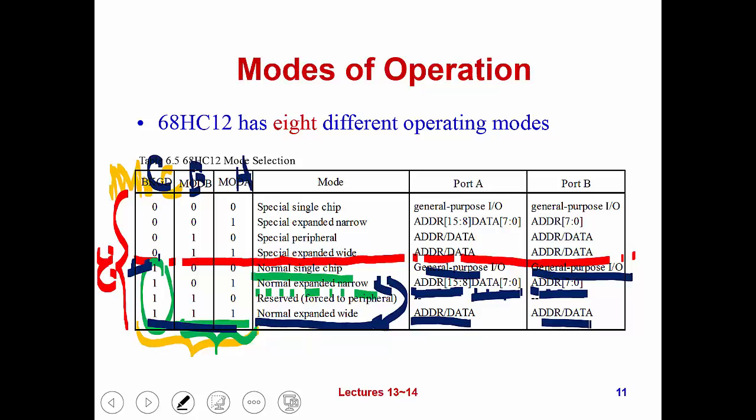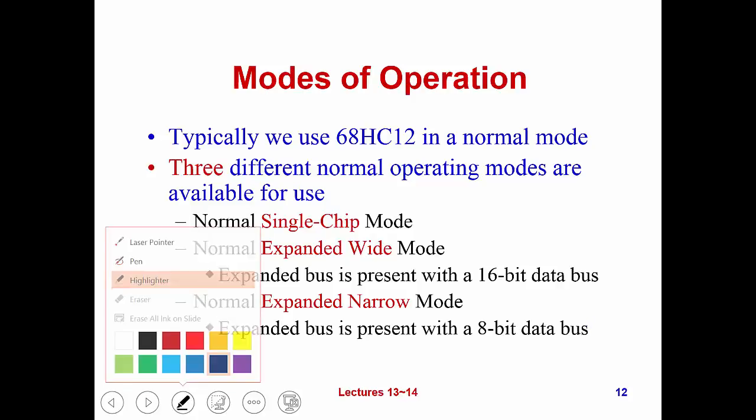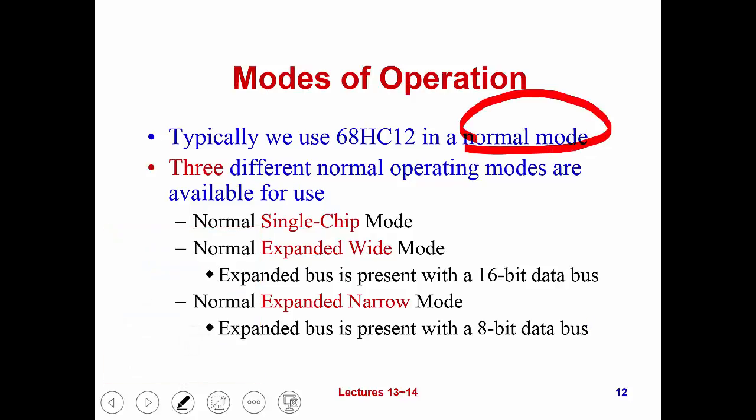But when we configure it in normal expanded wide mode, then port C and port D are only used for data, but port B and port A can send addresses. Like those. So mainly this serves different requirements, different applications. As I mentioned, in general, we only run the 60ADH12 in normal mode. As a user, we didn't care about the special mode.